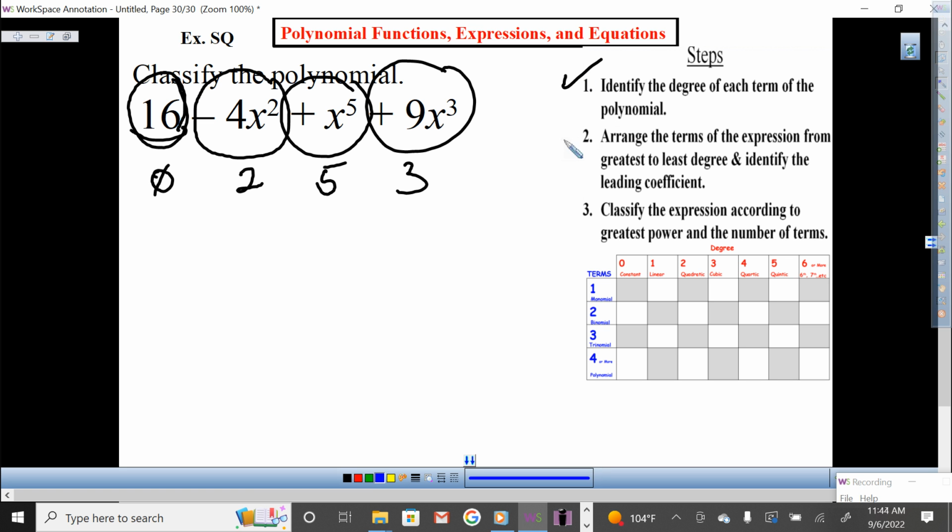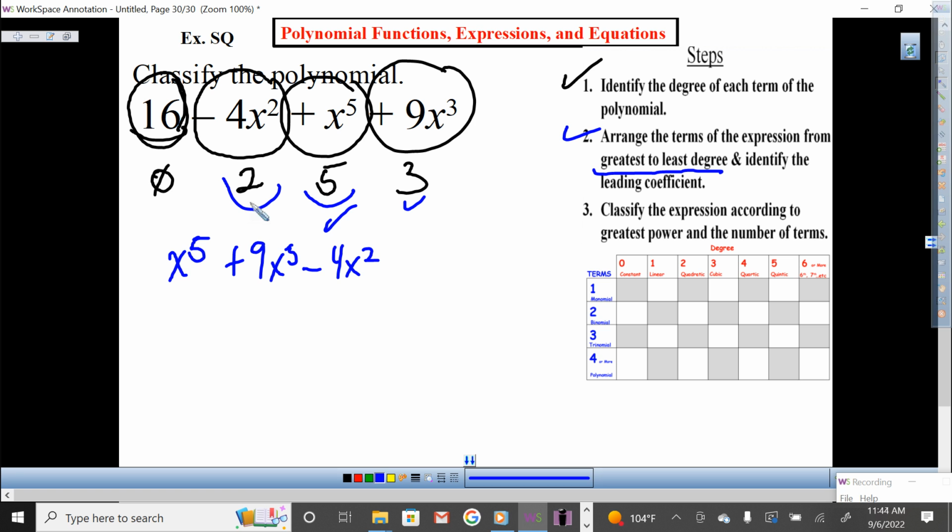Let's go to step 2. Arrange the terms from greatest to least degree. So the greatest one is 5, so that is x to the fifth, check. Next one, 9x to the third, check. The next one is negative 4x squared, check. And the last one is 16. What is the name of this one now that it's organized? Standard form.